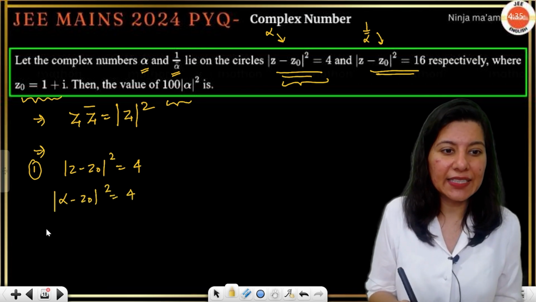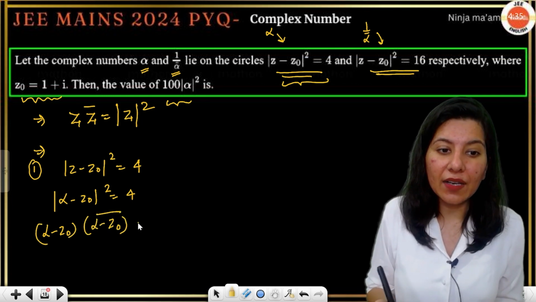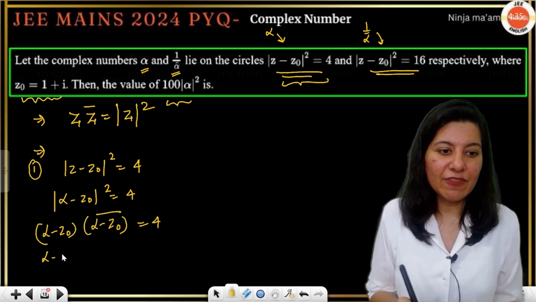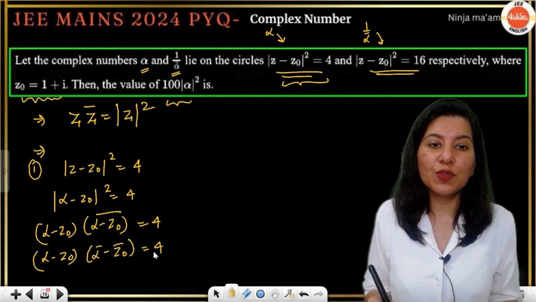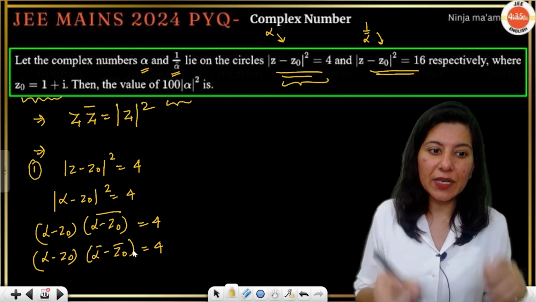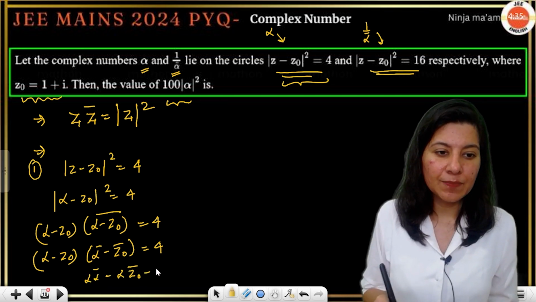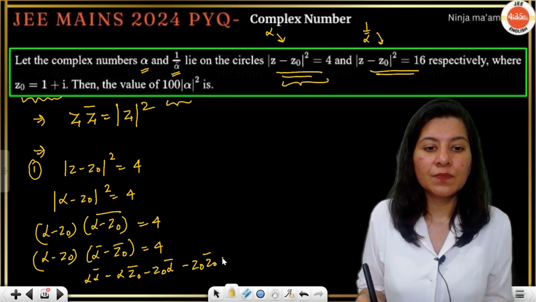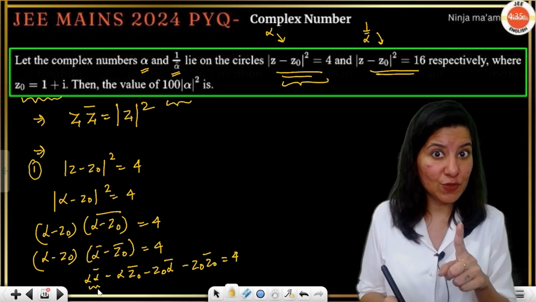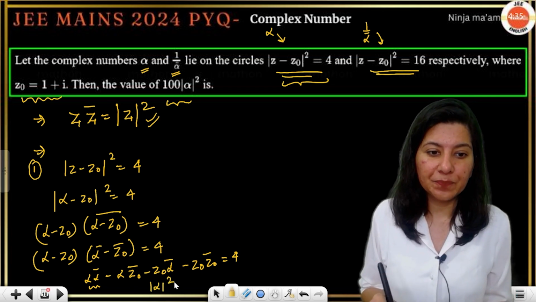Now apply the identity. Alpha minus z naught, alpha bar minus z naught bar equals 4. Basically, I've used the conjugate property. Now multiply. Alpha alpha bar minus alpha z naught bar minus z naught alpha bar plus z naught z naught bar equals 4. So this again I can use the property. Alpha alpha bar will be what? Using this property, mod alpha square.